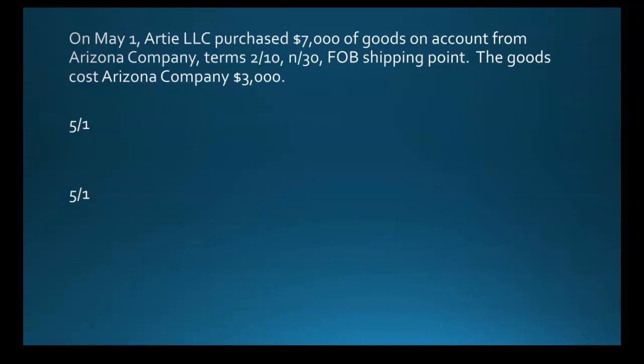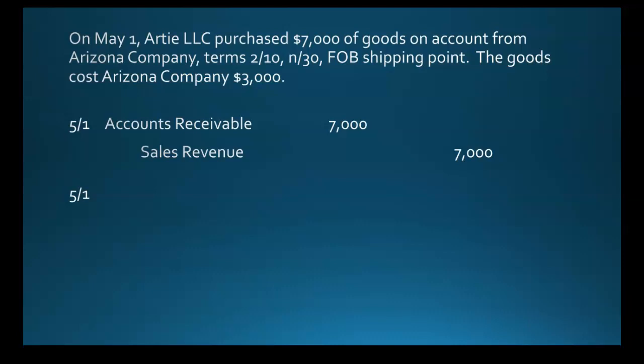So if we are selling goods on account, that means that Artie owes us money. And whenever someone owes us money, we want to debit accounts receivable. So we debit accounts receivable for this $7,000. Now, why do they owe us this money? Well, they owe us this money because we sold them some goods. So we credit sales revenue of $7,000. So that's going to be our journal entry to record the credit sale.